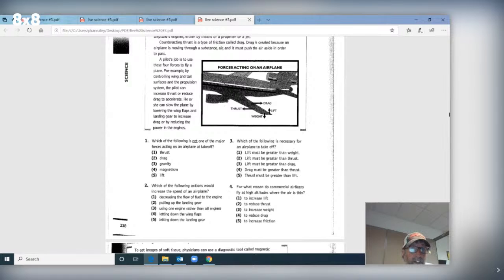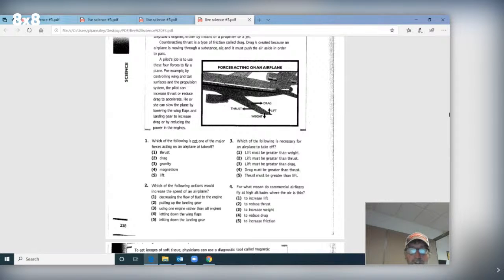Number 1 says, which of the following is not one of the major forces acting on an airplane at takeoff? So one of those 5 has nothing to do with an airplane taking off. When we go back and read this, we're going to look for that one. The second question, which of the following actions would increase the speed of an airplane? So there's something in those 5 that's going to increase the speed.